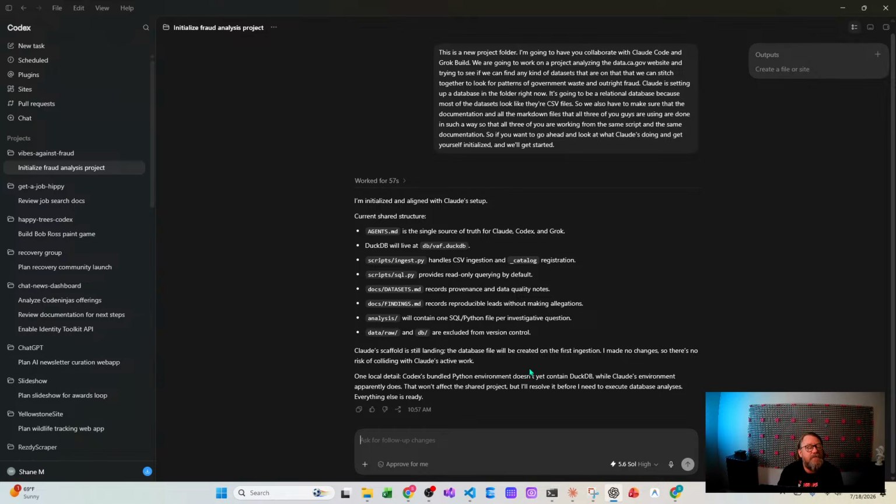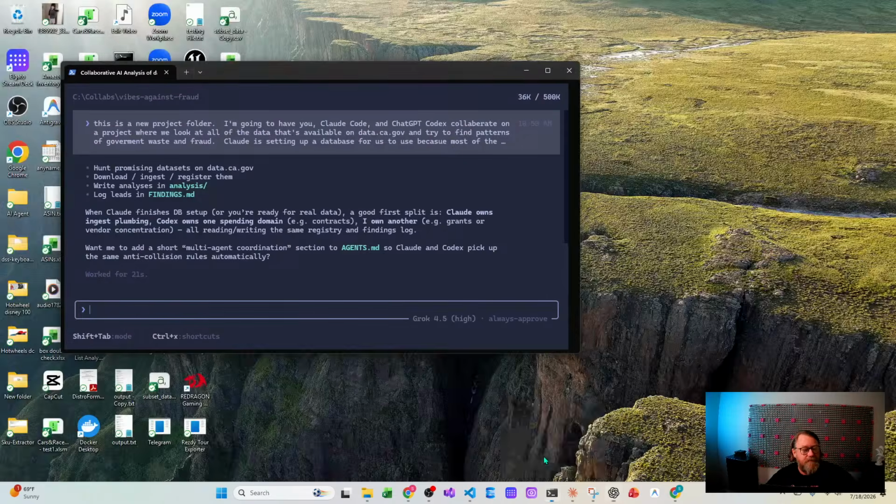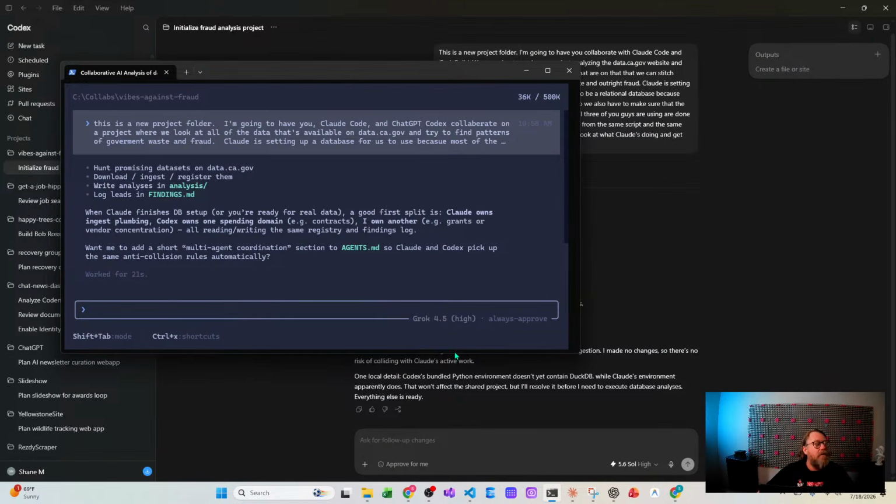Agents.md is the single source of truth for Claude, Codex and Grok. DuckDB. Okay, cool. So it can see that Codex is still building the scaffolding, and then let's see what Grok has got going on over here.